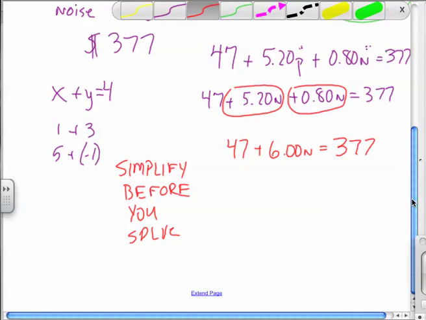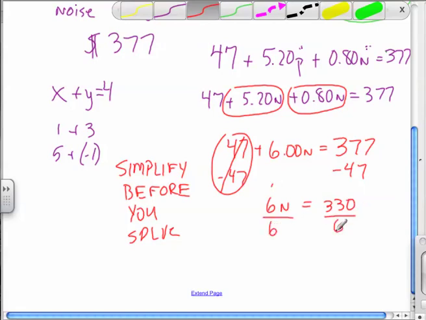Now, I need to simplify. I'm going to subtract 47 from both sides. Right? And that's going to give me 6n is equal to, these two just cancel out. That's going to give me 330. And then to get rid of this 6 right here, I'm going to divide both sides by 6. The 6's cancel, leave me with 1n. And then, guys, you can use this on your calculator, but I think, if I'm not mistaken, that that's $55.